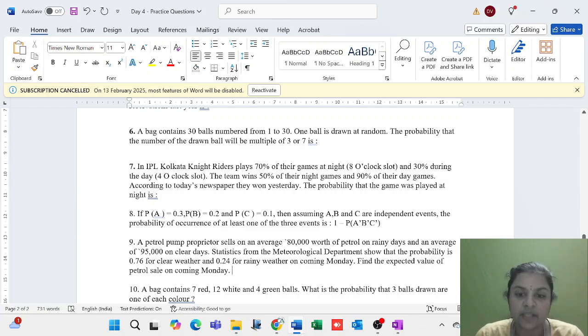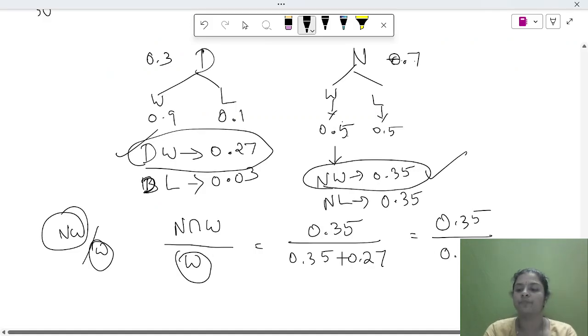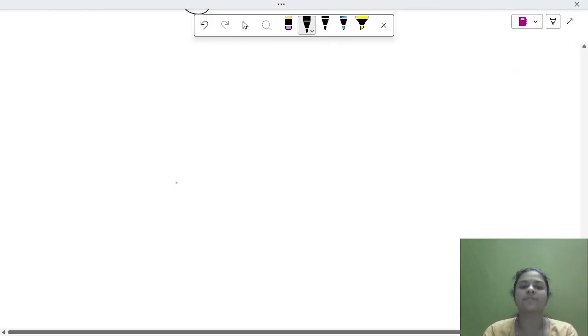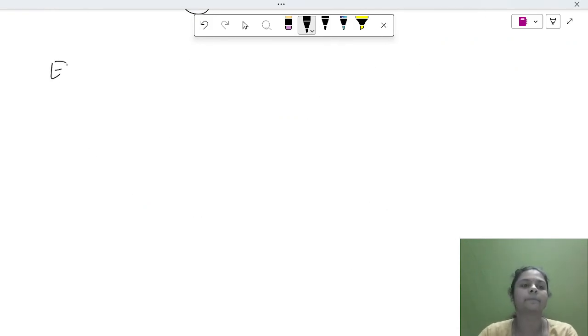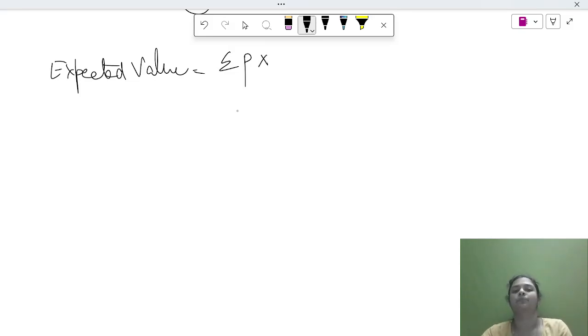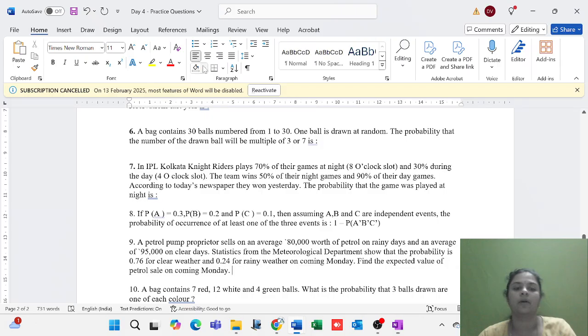The ninth question is again a different question, on expected value. So what do you mean by expected value? Expected value is nothing but the summation of probability into given value. Probability into given value. So how to find?